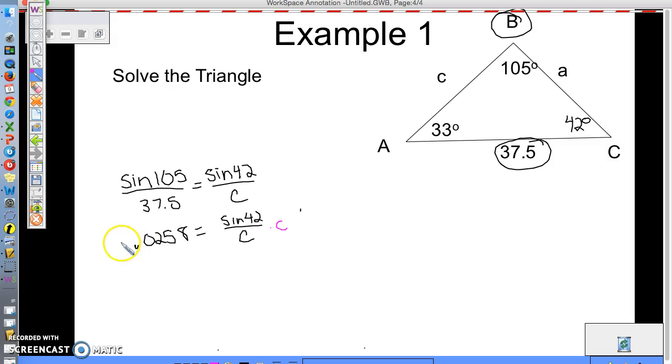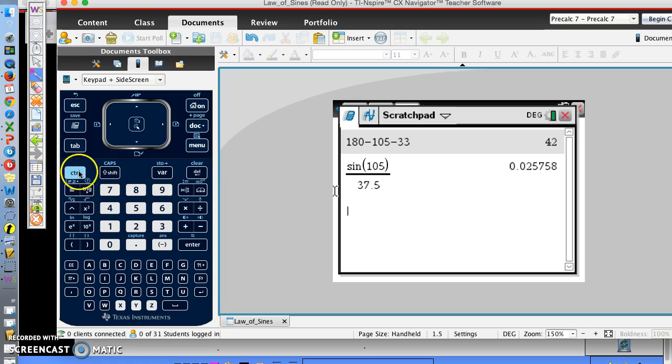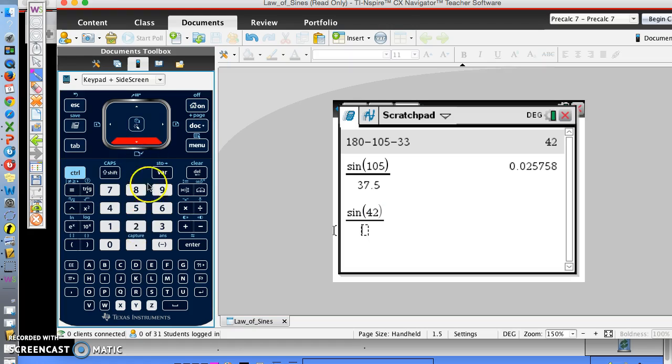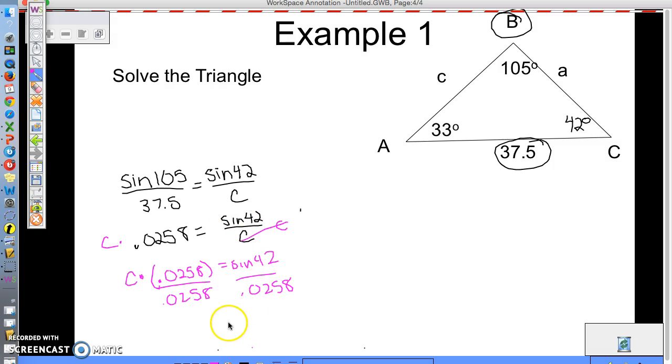So times c, so c times 0.0258 equals the sine of 42, and then we can divide by 0.0258. So we have the sine of 42 divided by 0.0258. So we end up with 25.94 for this side.